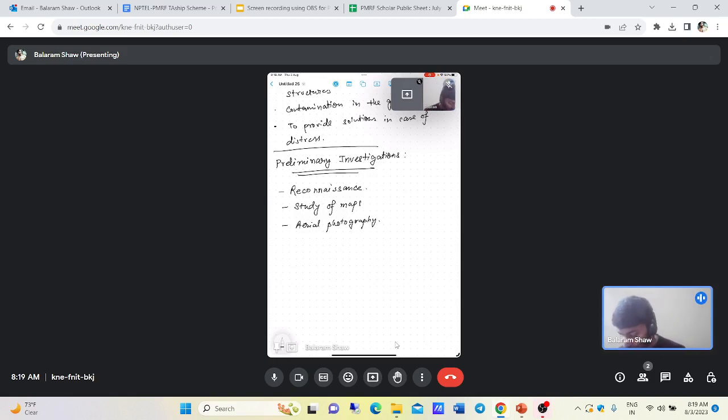Okay, so in reconnaissance, as we have seen in the first question, in the reconnaissance survey we understand the topography in terms of elevation, whether there are mountains, hills, plains, valleys and all.